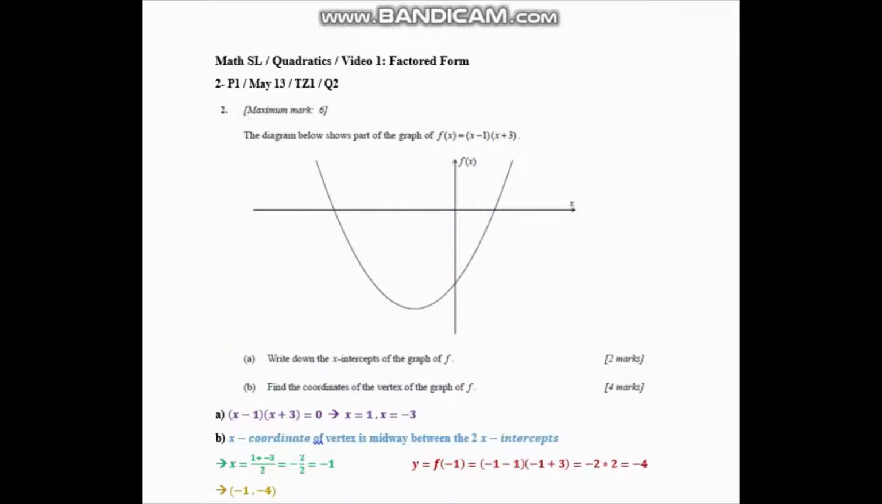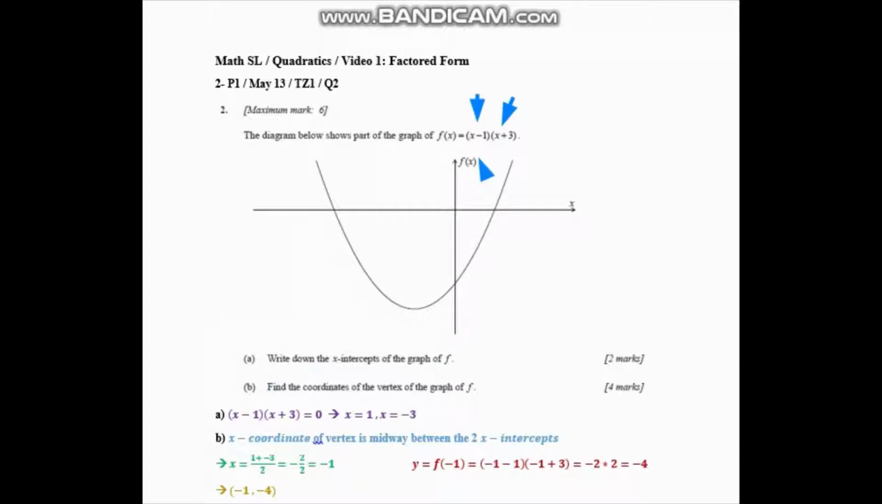So what value of x would set this bracket to 0? Obviously 1. And what value of x would set this bracket to 0? Obviously negative 3. So the values of x that would set the function to 0 are 1 and negative 3. Because if either one of the brackets is equal to 0, then the total product shall be equal to 0.